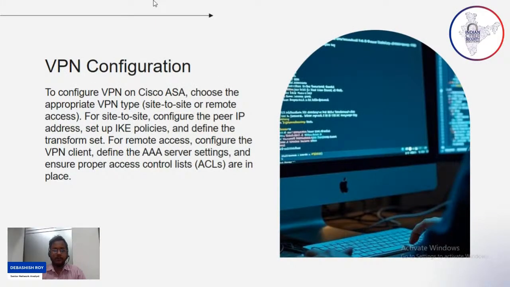Now, in case of particular VPN configuration, to configure VPN on Cisco ASA, you have to choose the appropriate VPN type. First of all, what is the VPN type? Site to site or remote access? You have to choose that. Then for site to site, configure the peer IP address, set up the IKE policy, that is in case of the IPsec VPN, not in the case of GRE, but IPsec is more detailed and more complex. So IKE, Internet Key Exchange, you have to just specify the pre-shared keys and policies and define the transform set.